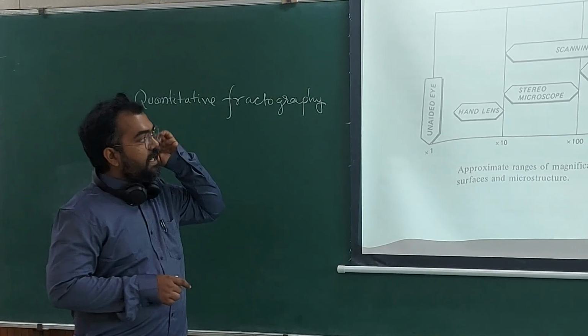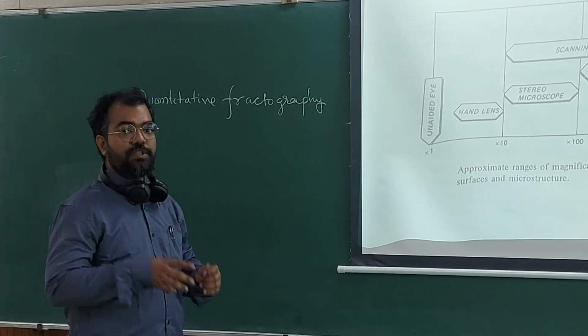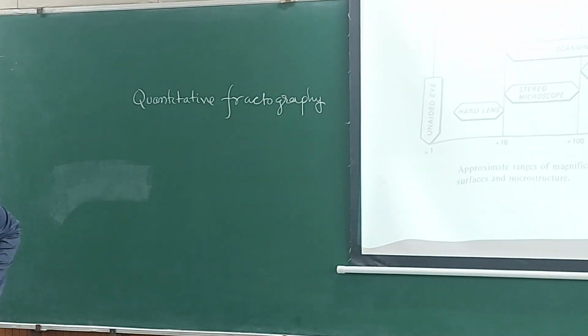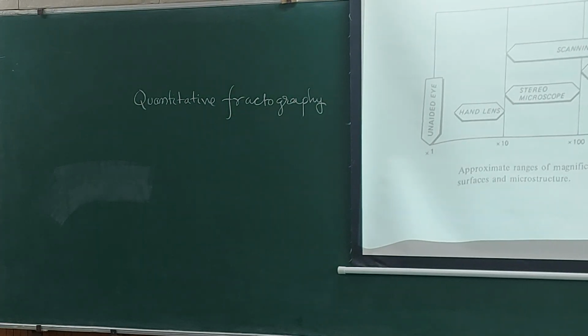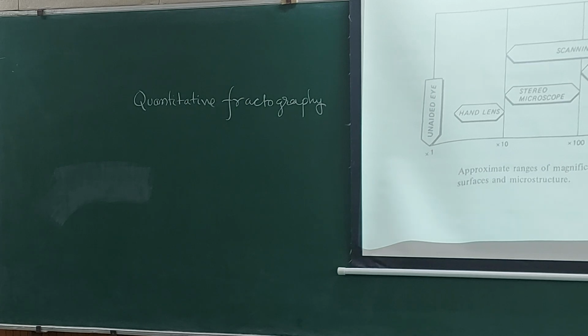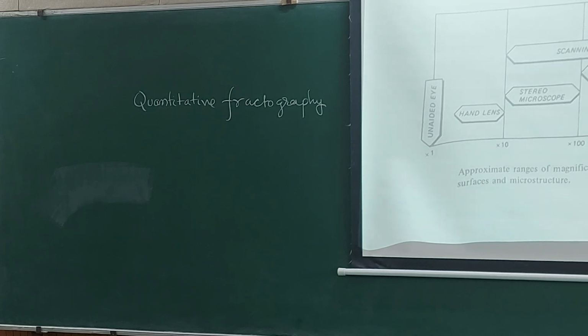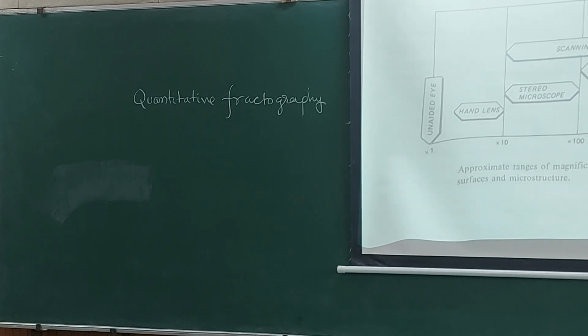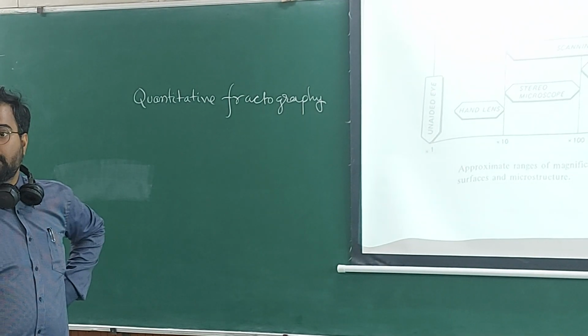So in this slide, you see that at what scale, which kind of observation you need to make. At 1x, you see with your eyes, and the resolution of your eyes. How much is the resolution of the human eye?